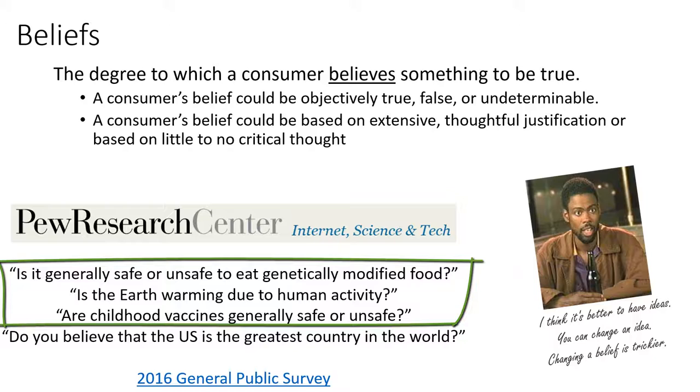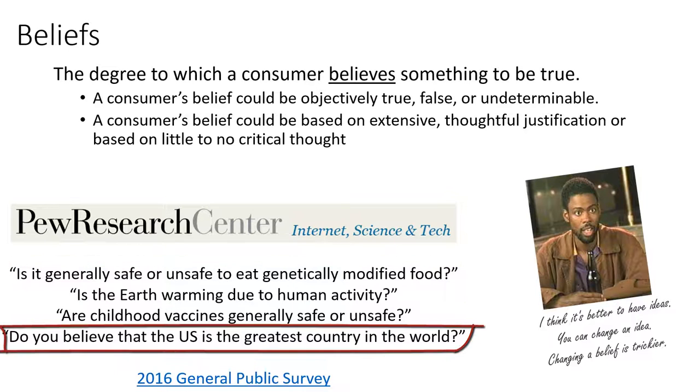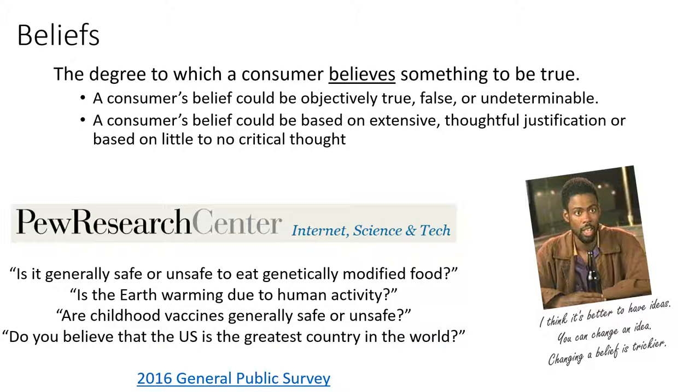With that said, finally, let's take a look at this last question. Do you believe that the US is the greatest country in the world? Well, this is an indeterminable question. We'd have to understand what the word greatest means, and clearly the word greatest doesn't mean the exact same thing to every single person. So it's not objectively true, nor objectively false. It's one of those types of things that can never be completely determined. It's always in the eyes of the beholder. If you'd like to see more examples of these belief measurement questions, go check out the 2016 General Public Survey that the Pew Research Center conducted.